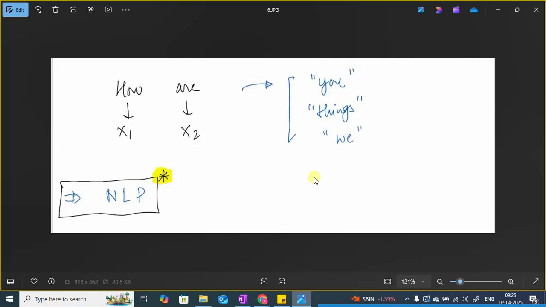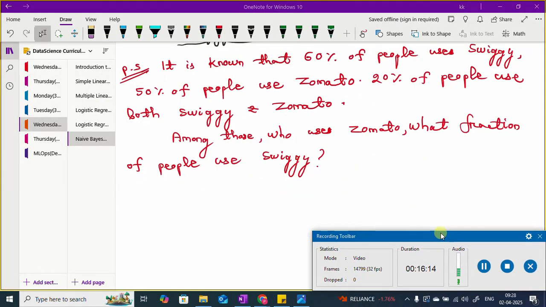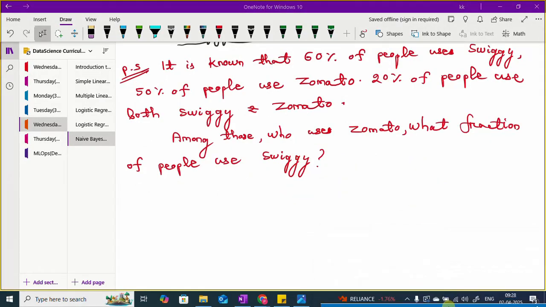Okay, clear guys? Any doubts so far? Now let's move to the Swiggy Zomato use case. For that, let me come back to my whiteboard.